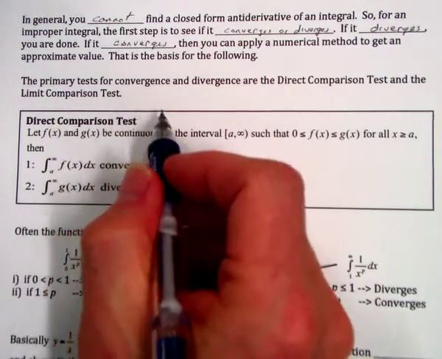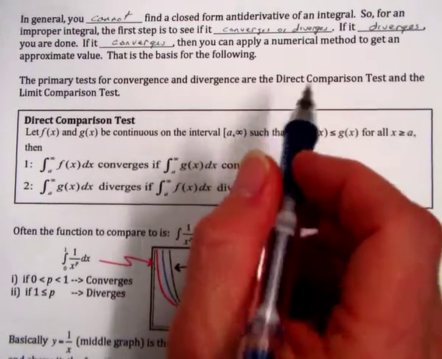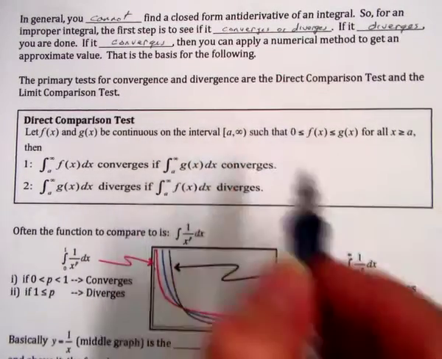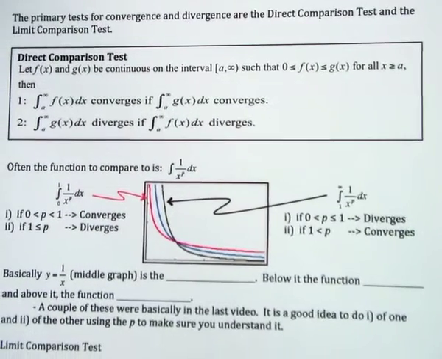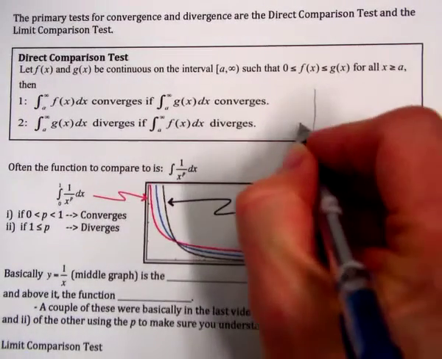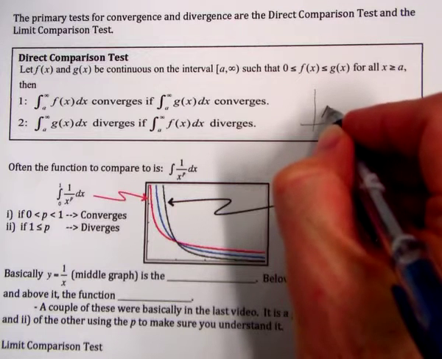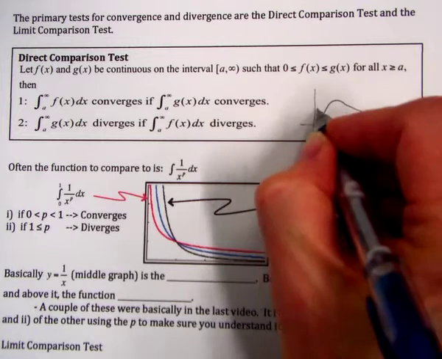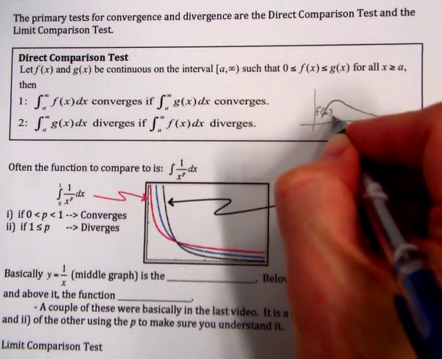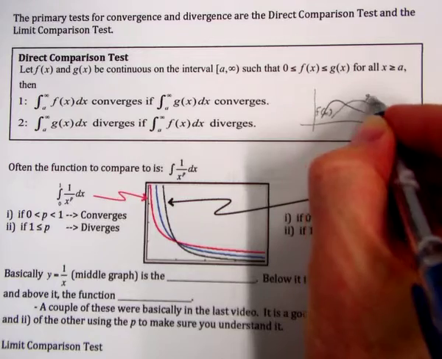The primary tests that we're going to be using right now for convergence and divergence are the direct comparison test and the limit comparison test. So let's take a look at the direct comparison test. If I have two functions, this one I'll call f of x, and this one will be g of x.